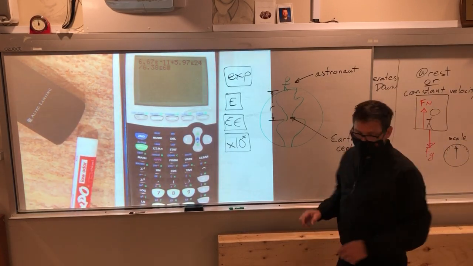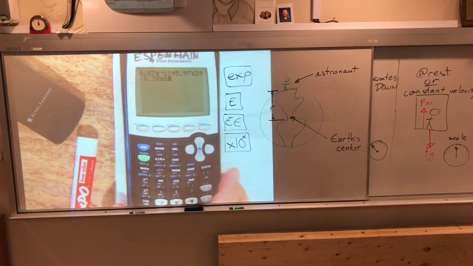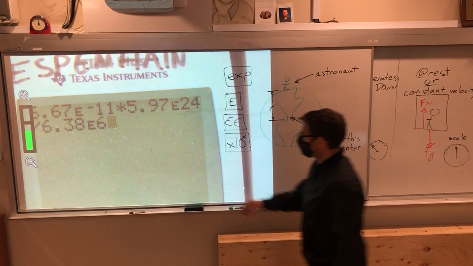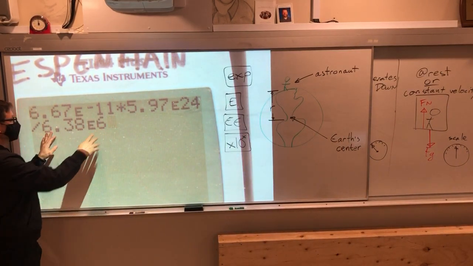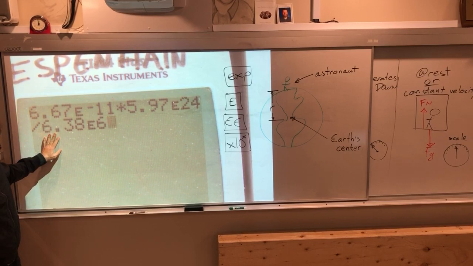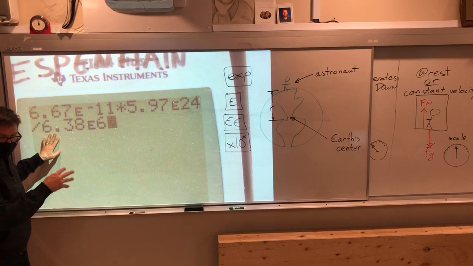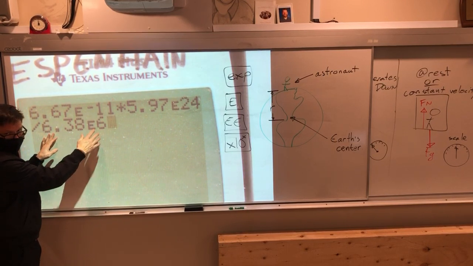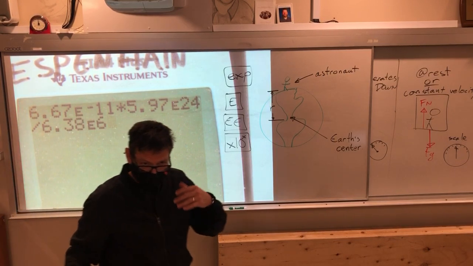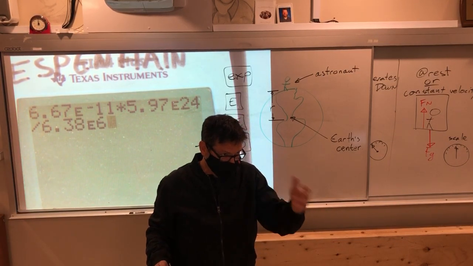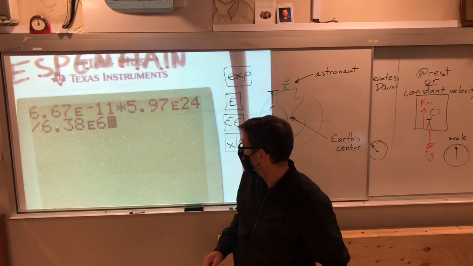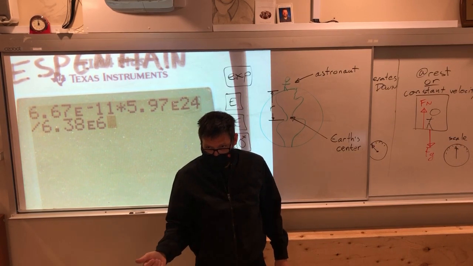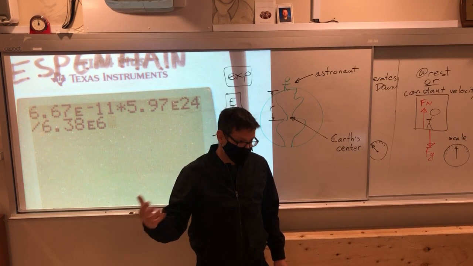And notice that this is 6.38 times 10 to the 6. That's 6 million meters, which is the same as 6,000 kilometers. Okay, but we want to put it into meters. Ashley's right, we want to put this into meters because we're using our physics units, kilograms, meters, seconds, and all that stuff. So if you get 6,380 kilometers, we have to multiply that by 1,000 to get the meters.